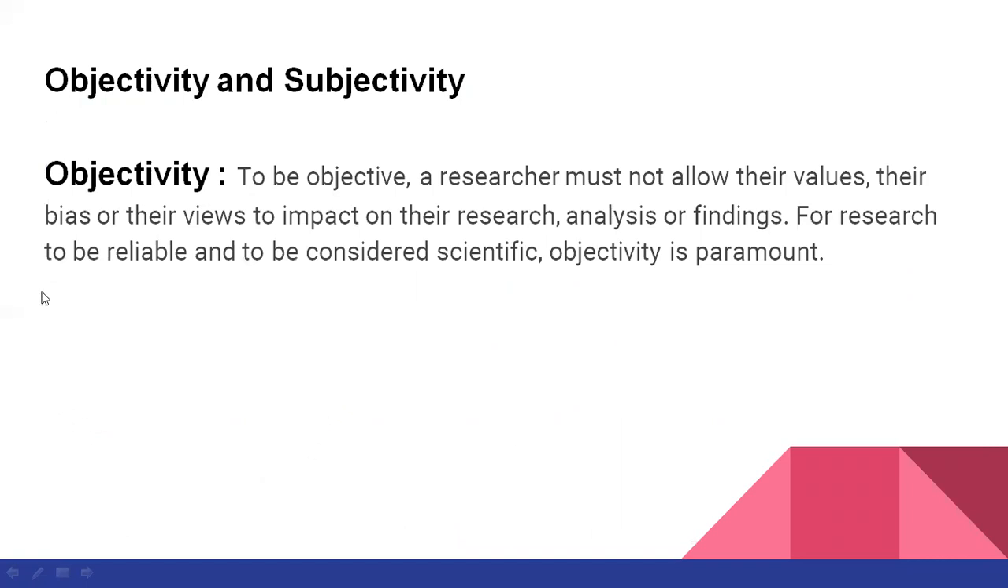Now, two important terms we should be very much aware of. One is objectivity and the other is subjectivity. To be more precise, objectivity means a researcher must not allow their values, their bias, or their views to impact their research, analysis, or findings. So for research to be reliable or to be considered scientific, objectivity is paramount. Your research should be bias-free research, and that's why we have to keep objectivity paramount.